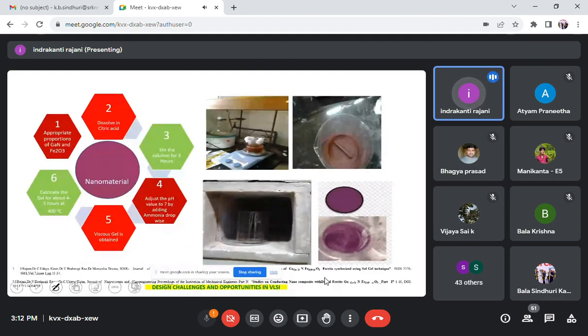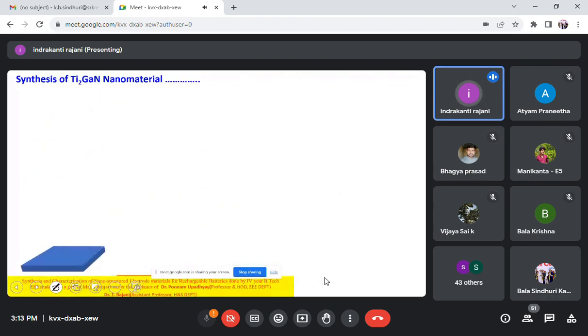And these are some of the slides where one of my student teams has prepared nanomaterials using the sol gel technique. This is one of my major works which I am working on, gallium nitride, which is a 3-5 semiconductor, which can be used for photovoltaic applications, and it is also a wide band gap semiconductor.